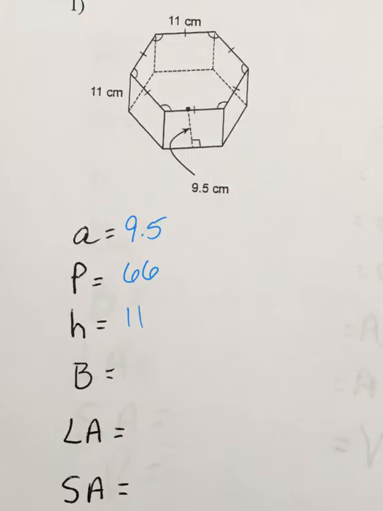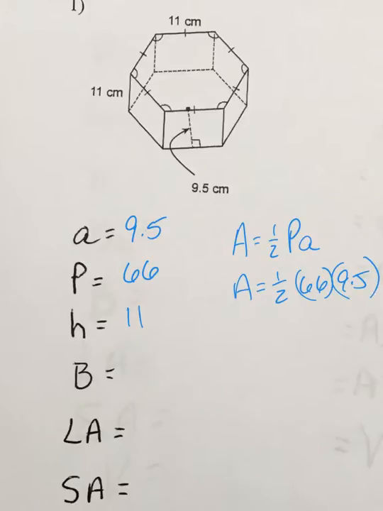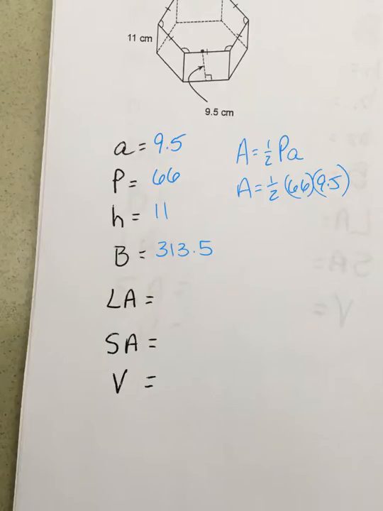Okay? Now we have to find the area of the base. Since the area of the base is a hexagon, what did we do yesterday? Area of a hexagon is 1/2 P times A. Area equals 1/2 times 66 times 9.5. Since this is a prism, what is the formula for lateral area of a prism?